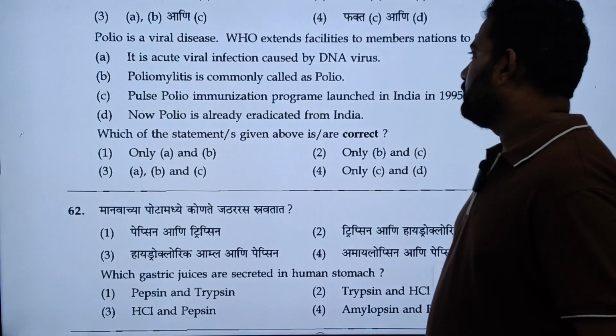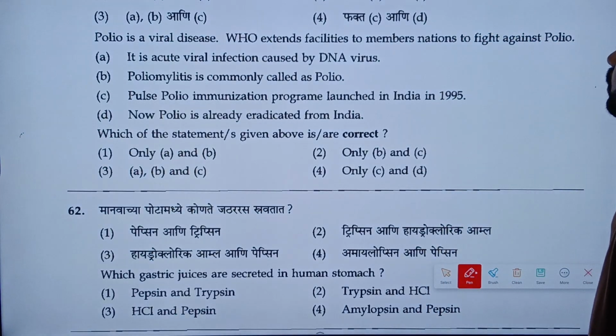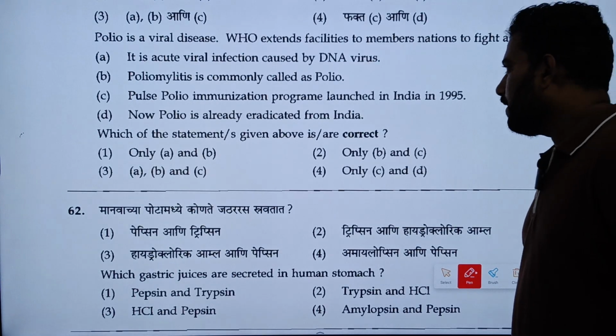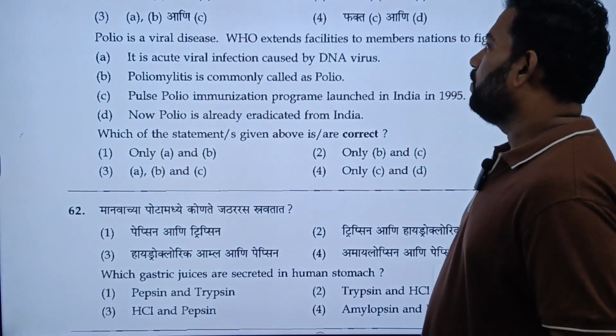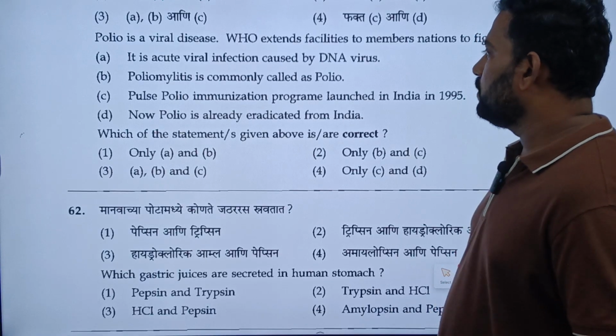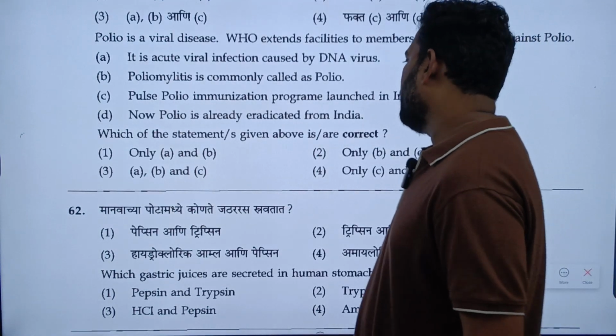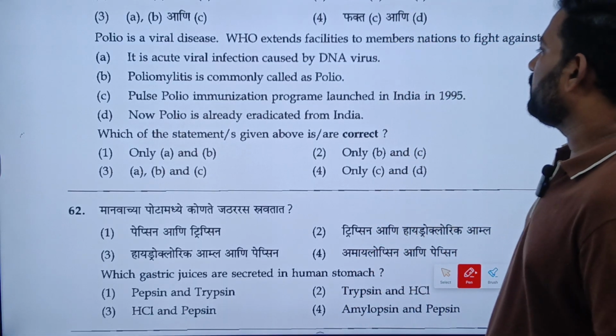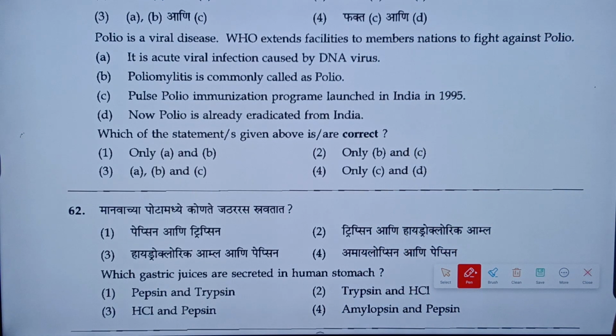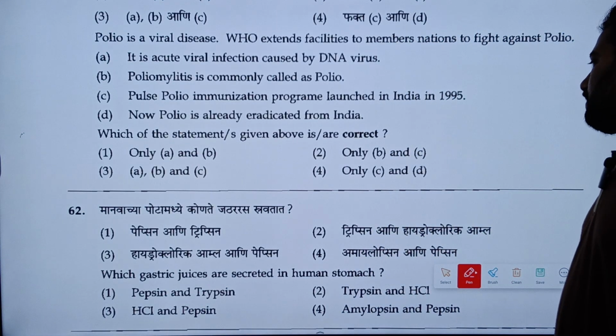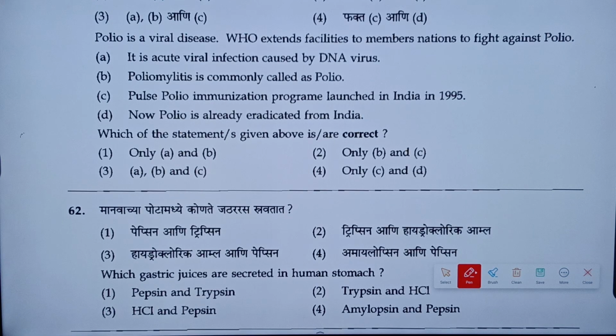Polio is a viral disease. WHO extends facilities to member nations to fight against polio. It is an acute viral infection caused by DNA virus. Poliomyelitis is commonly called polio. Pulse polio immunization program was launched in India in 1995. Now polio is already eradicated from India. Which of the statements given above are correct? A, B, B, C, A, B, C, only C and D.